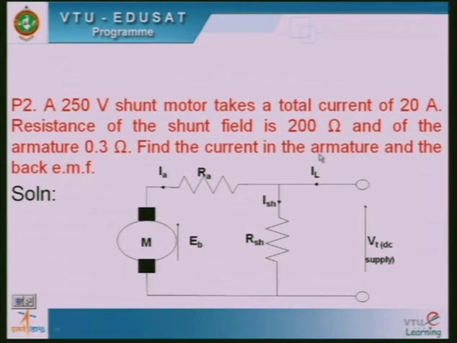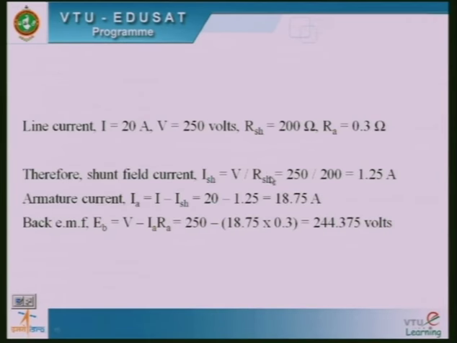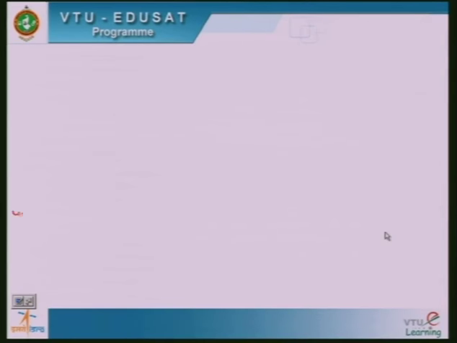That is, the first one is the current in the armature and the second one is the back EMF. So, we have the equation of back EMF, that is EB is equal to V minus IARA. We have calculated the value of IA, we know the value of V, substitute and find out the value of EB. So, we are getting it is 244.375 volts.